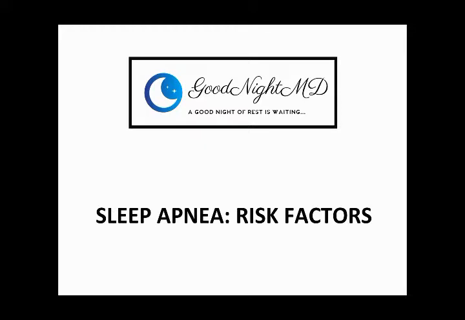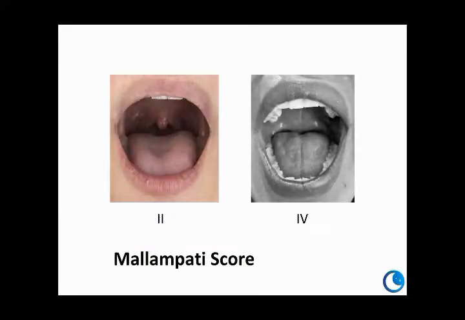the risk factors for sleep apnea. When you see your doctor, they may look in the back of your throat to take a look at the relative crowdedness of the airway. And this is called a Mallampati score. And most people are scored as either a 1, 2, 3, or 4.